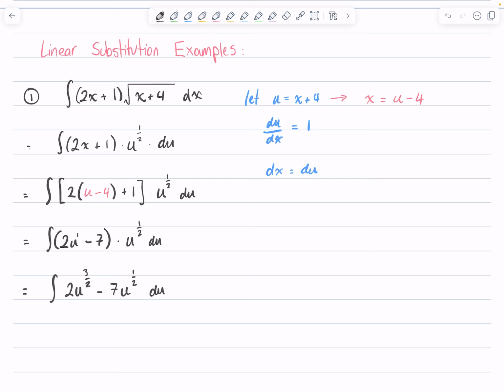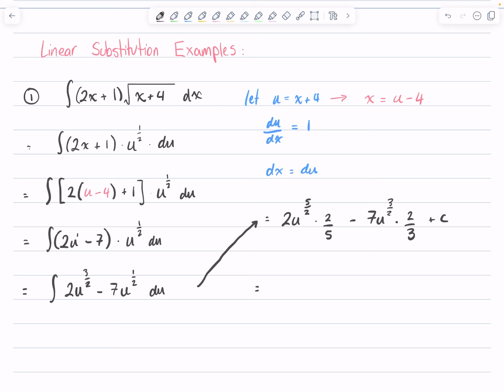And we're finally ready to do the integration step. I'm just going to send it up here to do it over here. So we're going to have 2u to the 3 on 2, but we raise the power by 1, so 5 on 2, and we multiply by the inverse, 2 on 5. Now, usually when we do polynomial integration, we raise the power and divide by the new power. So dividing by 5 on 2 is the same as timesing by 2 on 5. That's much easier to do. Similarly, we've got minus 7u, and the raised power is 3 on 2. So instead of dividing by 3 on 2, we times by 2 on 3. And we have plus c at the end.